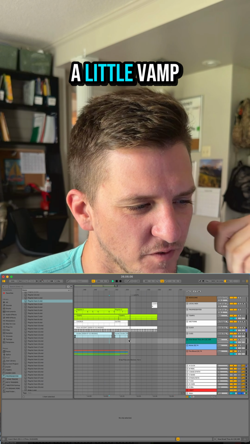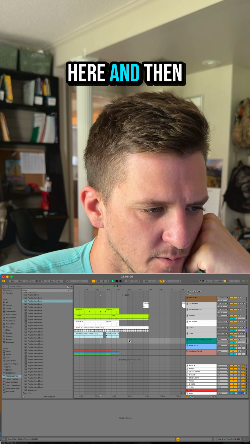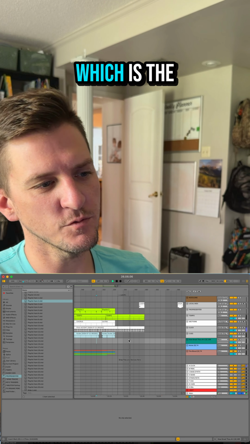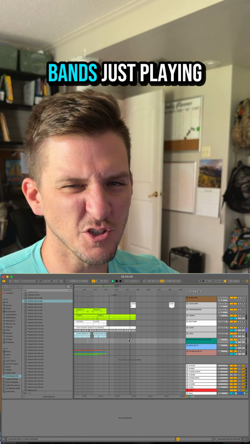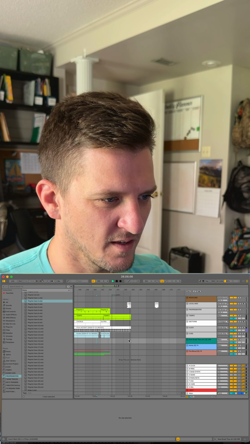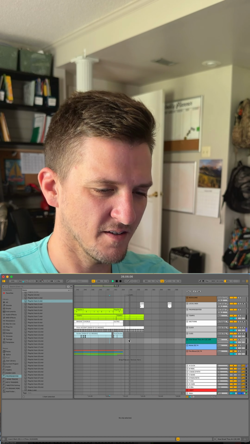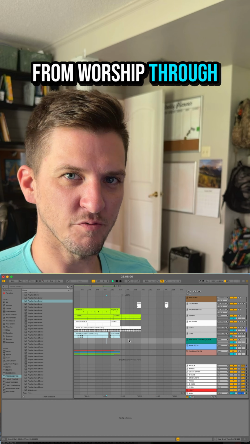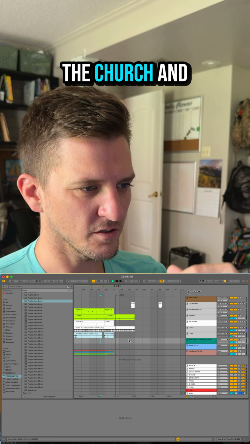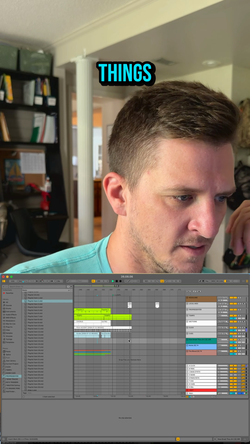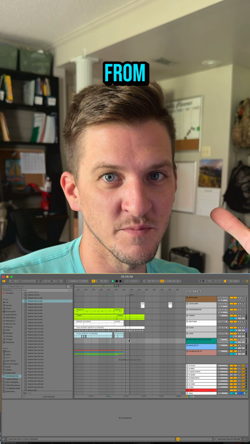And then we'll probably do a little vamp on that same progression here, and then we'll roll right into a host groove, which is the host pastor coming out to talk, and then the band's just playing lightly behind them. It makes a pretty smooth transition if the band is carrying that moment by playing music from worship through what's going on at the church and announcement type of things, and then into the sermon bumper, just a smoother transition from the band.